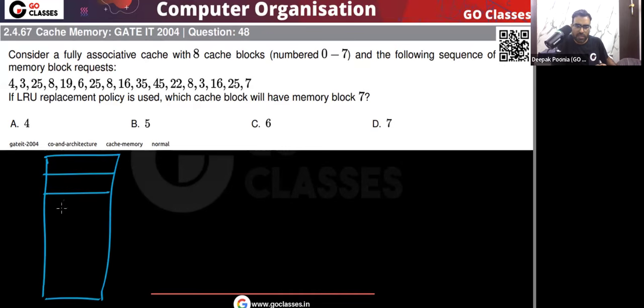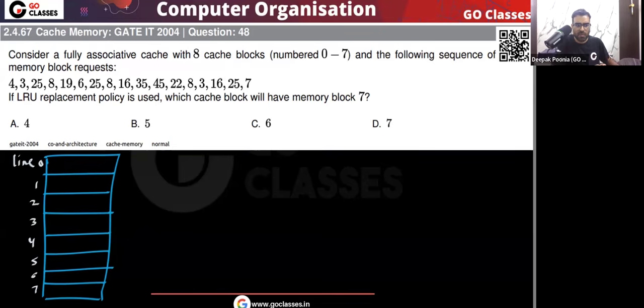So let me mark all the 8 cache lines. 1, 2, 3, 4, 5, 6, 7. Okay, so these are the lines. You can see, for example, this is line 0, line 1, line 2, 3, 4, 5, 6, 7. Now let's see. So this is the memory block number sequence, and we are using the LRU replacement policy. One thing to note here: in the fully associative cache memory, any memory block can map to any line. Now the question is asking, at the end, which cache block will hold the memory block 7?